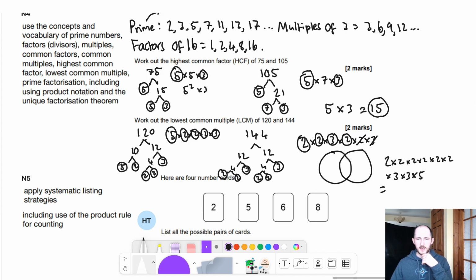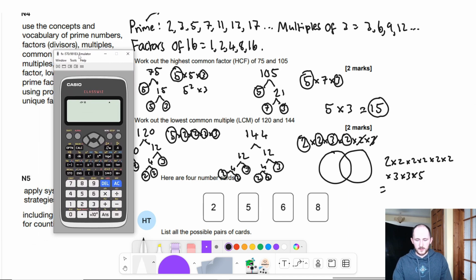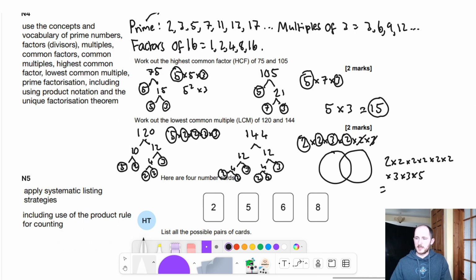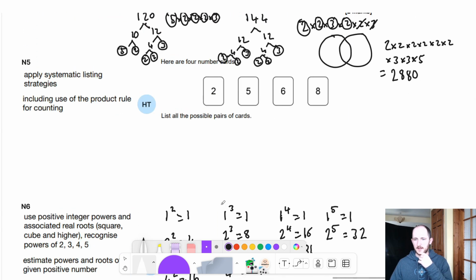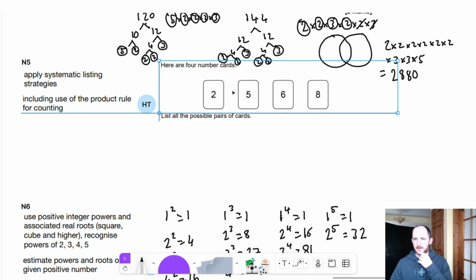Then this particular question would have been in a calculator paper, so we're just going to whip out our calculators. We're going to do 2 times 2 times 2 times 2 times 2 times 2 times 3 times 3 times 5, which is 2,880, which is the lowest common multiple. The lowest common multiple between 120 and 144. Hopefully that's all okay. It's going down a little bit. Let's move this a bit further down.